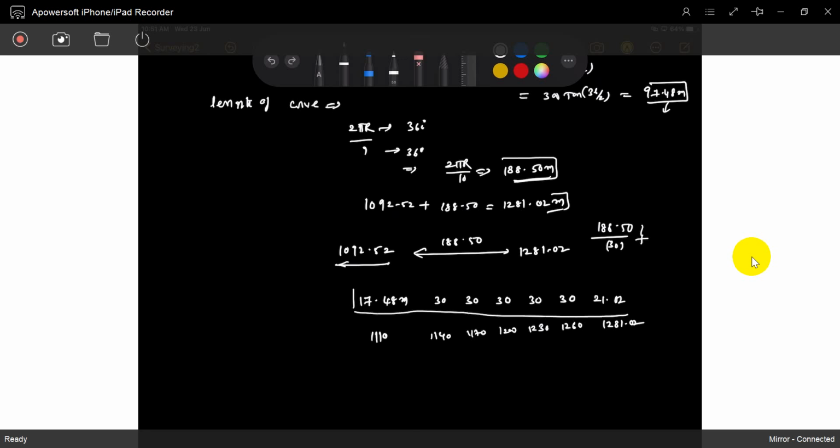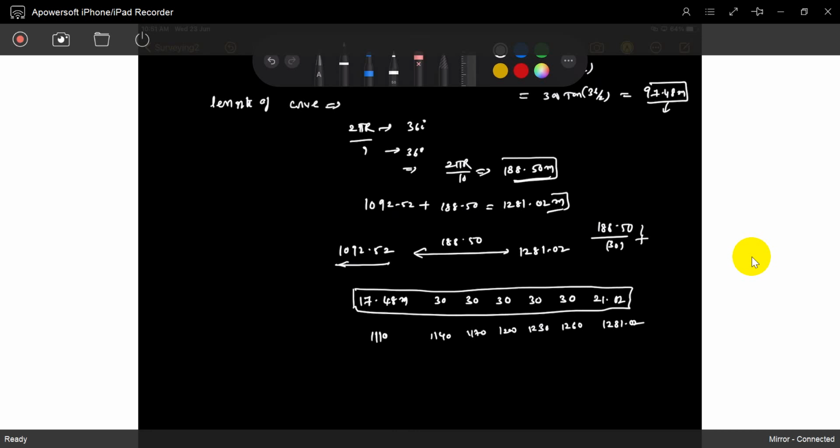I am not interested in taking everything as 30, or taking 30, 30, 30 and then something odd at the last. Okay, so I will divide like this. Understood? I will divide like this.